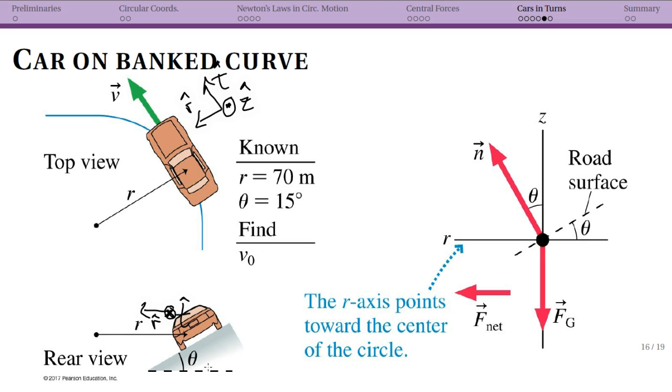So now what about z? And this is a little bit tricky. All three of these coordinates need to be at a 90-degree angle from one another. The z is not perpendicular to the curb, is not perpendicular to the road.